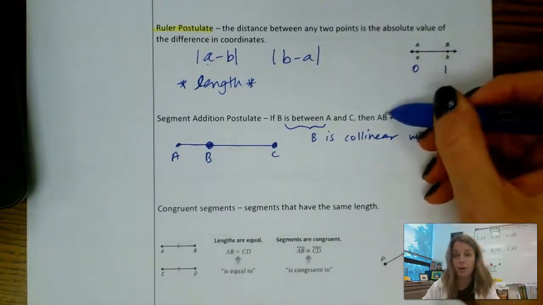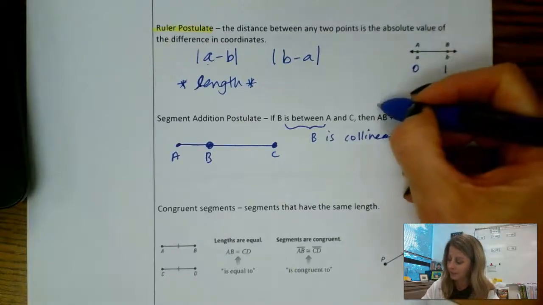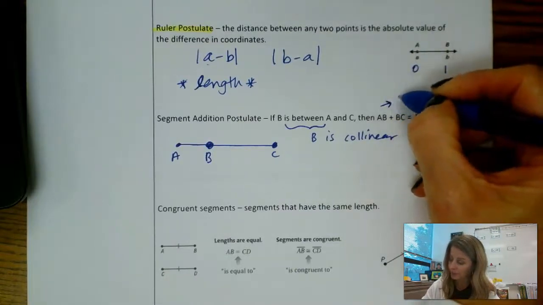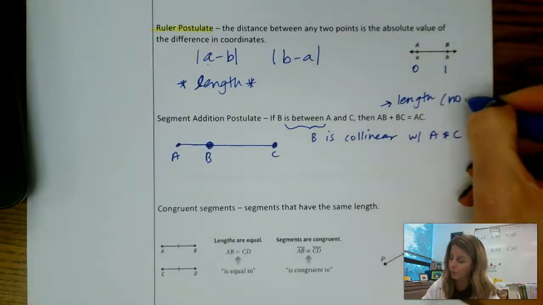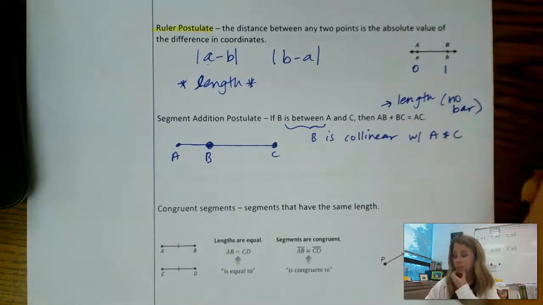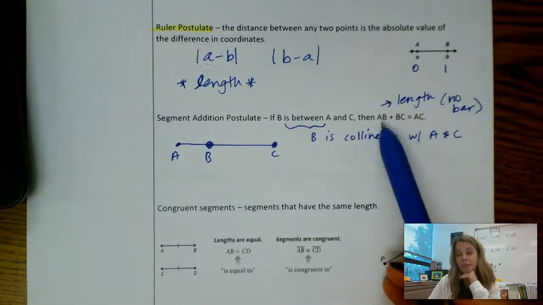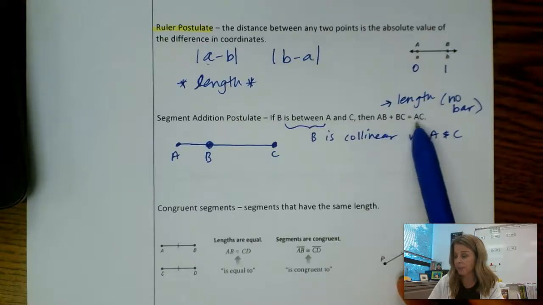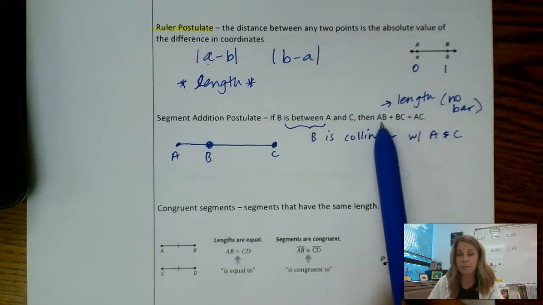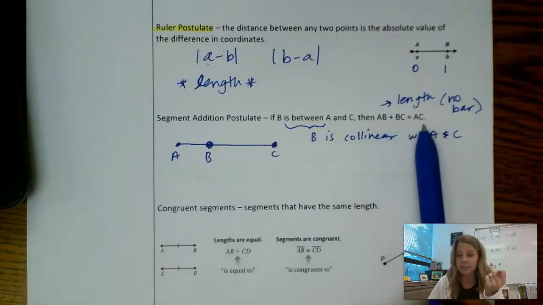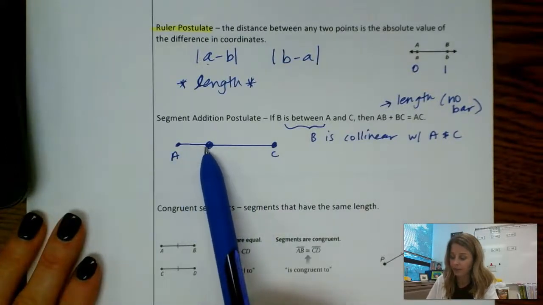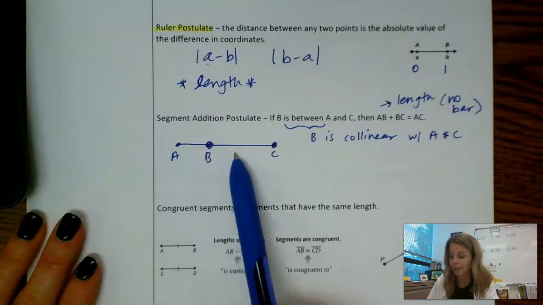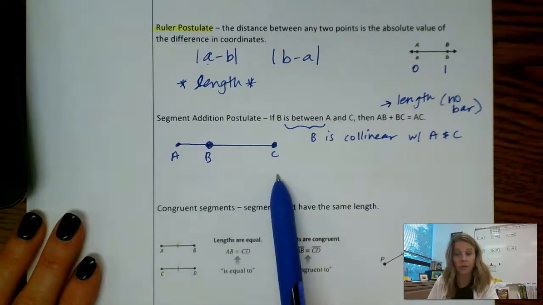Now, when there are no bars above this, I'm going to put here length, and I'm going to put here no bar. So instead of me reading segment AB plus segment BC equals segment AC, when I see that there's no bar above it, I'm going to think or say length. So the length of AB plus the length of BC equals AC. This is a really simple postulate. If I were to take the length of AB and add it to the length of BC, that would give me the whole length.